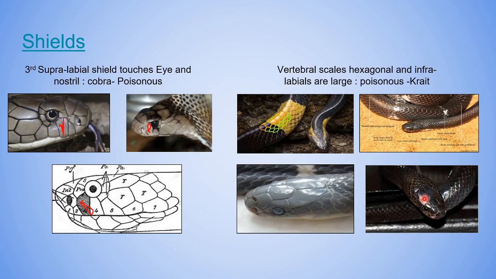Coming to the other poisonous snake, which is crate, we said that it has hexagonal scales in the vertebral row, and this infralabial, which identifies crate. Crate can also be identified by these markings. That's why in our local language we call it Vellikettan, Shanguvareyan, etc., because of this banding pattern. So this banding pattern is also a feature of crate. Crate can be identified by looking for this banding pattern.